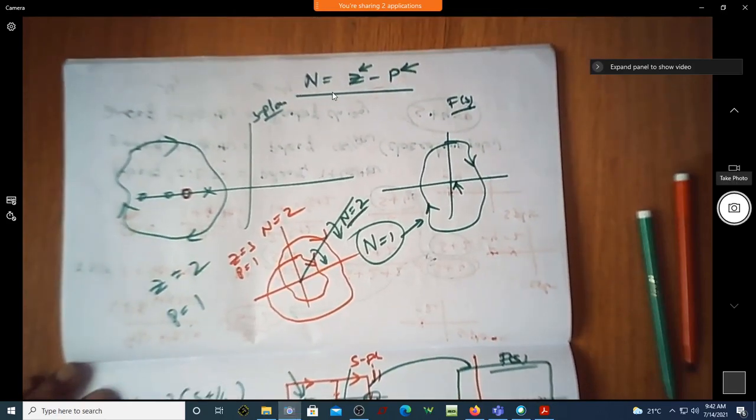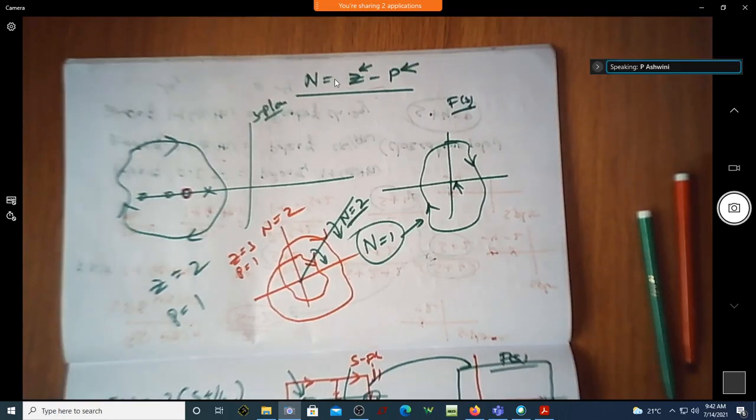So can you people write what is Z, N, P? What is this here now? N is the number of encirclement of origin of f of s plane by the contour. Of course, N is positive if it is in clockwise direction. N is negative if it is anti-clockwise. Correct? Yes, sir.